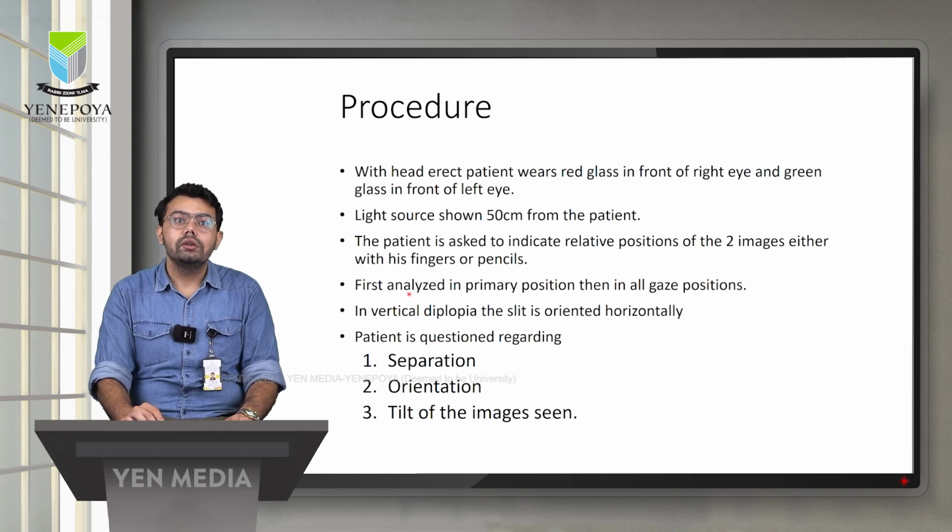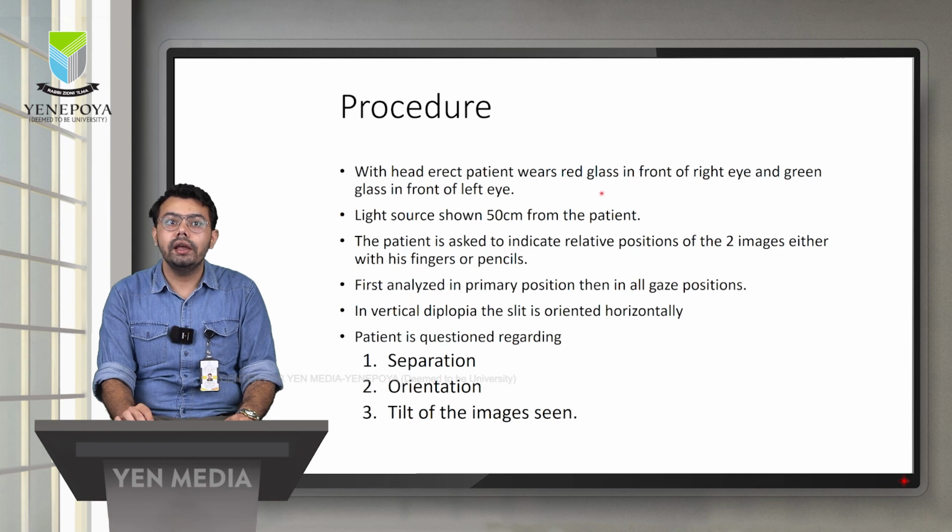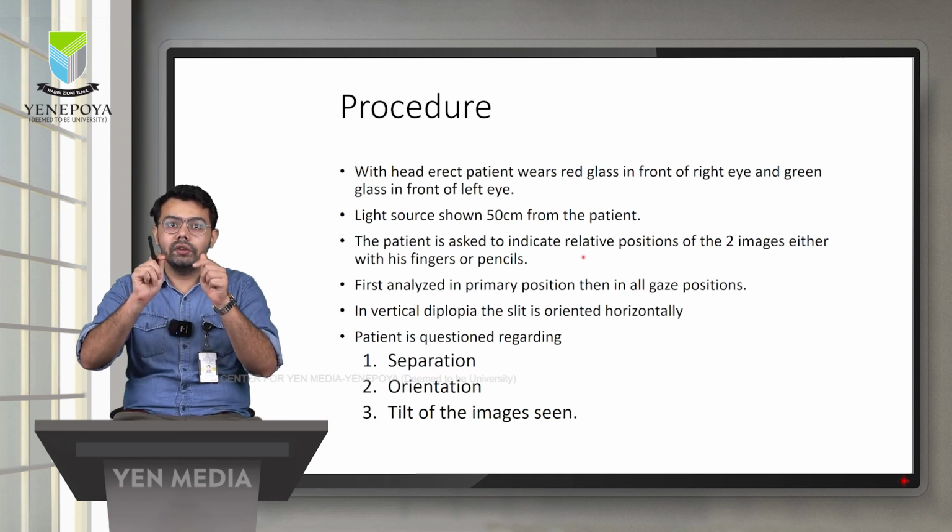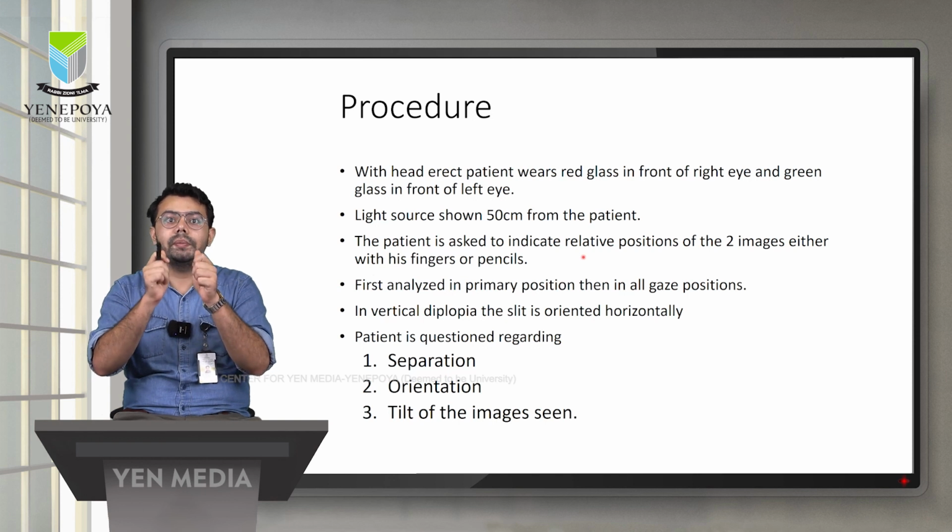For the procedure, with the head erect, the patient wears the red glass in front of the right eye and the green in front of the left eye. The light source should be kept 50 cm away from the patient. The patient is asked to indicate the relative position of the two images either with his finger or with the color pencil. If the patient is educated enough to draw, we give the color pencil to the patient and tell them to draw the images, how they see them, how they are oriented, and what the difference between the images is in all the cardinal positions.